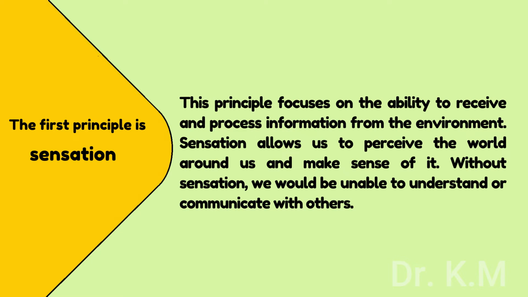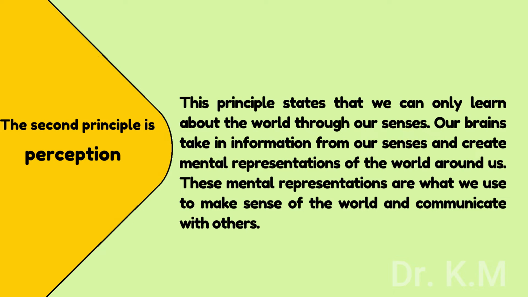The first principle is sensation. This principle focuses on the ability to receive and process information from the environment. Sensation allows us to perceive the world around us and make sense of it. Without sensation, we would be unable to understand or communicate with others. The second principle is perception. This principle states that we can only learn about the world through our senses. Our brains take in information from our senses and create mental representations of the world around us. These mental representations are what we use to make sense of the world and communicate with others.